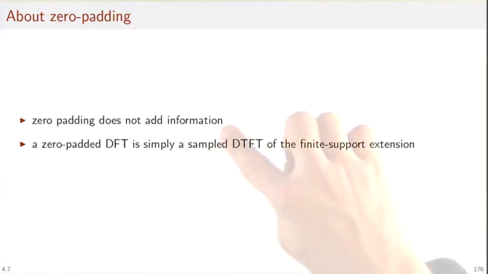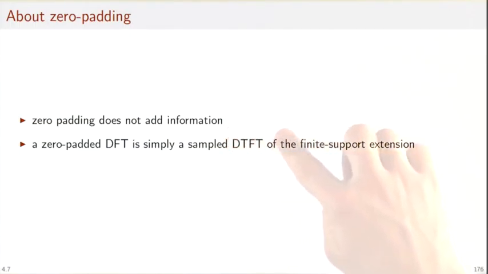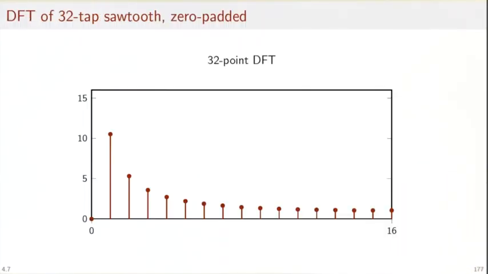So obviously zero padding does not add any information that is not already in the DFT or, for that matter, in the DTFT. And so a zero-padded DFT is simply a sampled version of the discrete time Fourier transform of the finite support extension of the signal. Let us do this by example again.